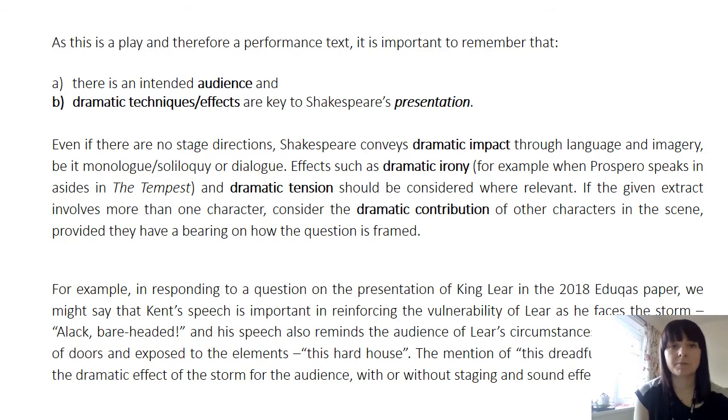Okay, as this is a play and therefore a performance text, it is important to remember that there's an intended audience, and dramatic techniques or effects are key to Shakespeare's presentation. Even if there are no stage directions, Shakespeare conveys dramatic impact through language and imagery, be it monologues, soliloquy or dialogue. Effects such as dramatic irony, for example when Prospero speaks in asides in The Tempest, and dramatic tension should be considered where relevant.